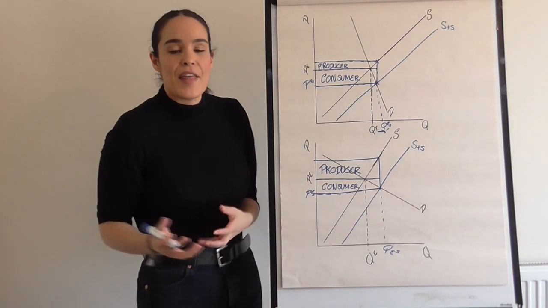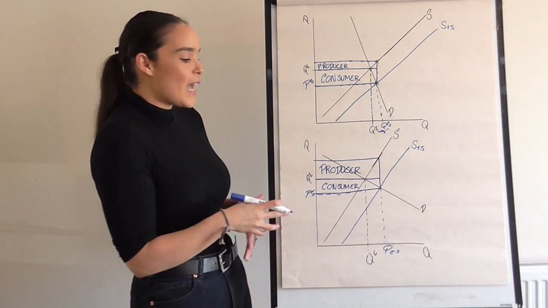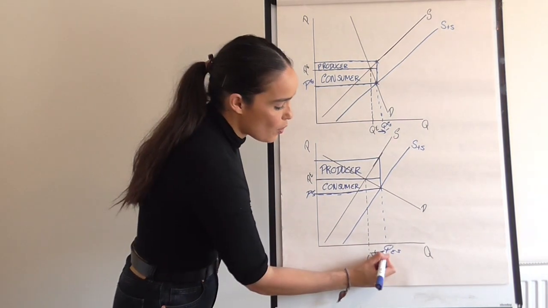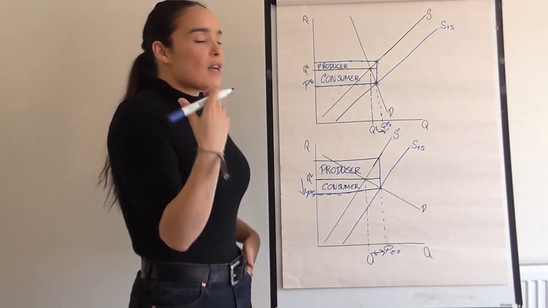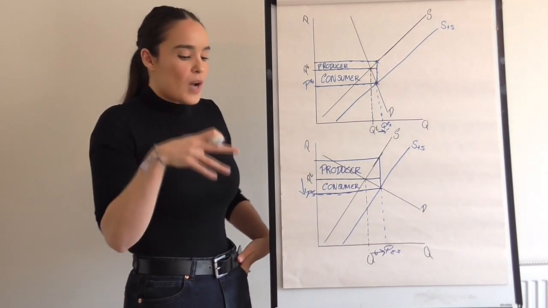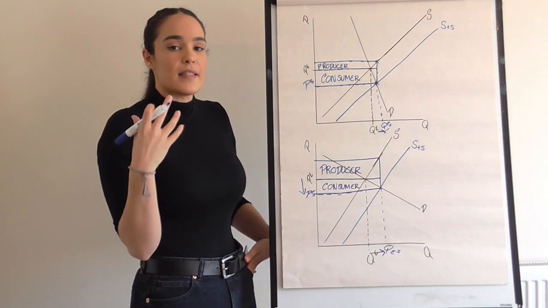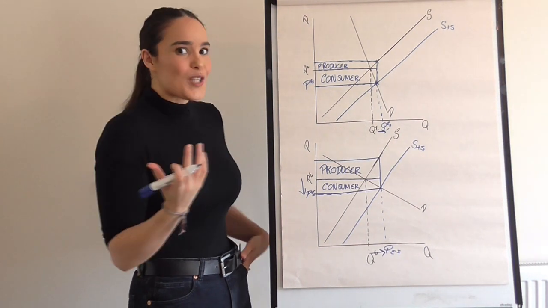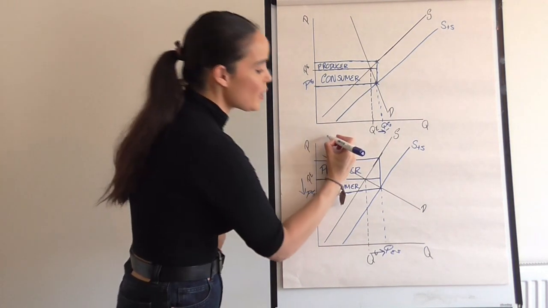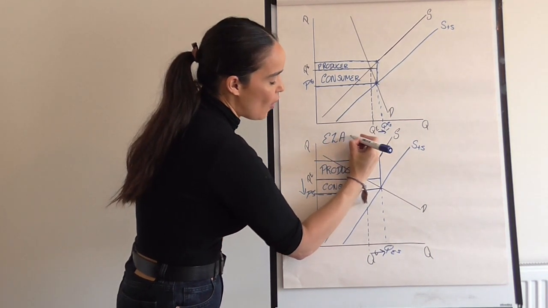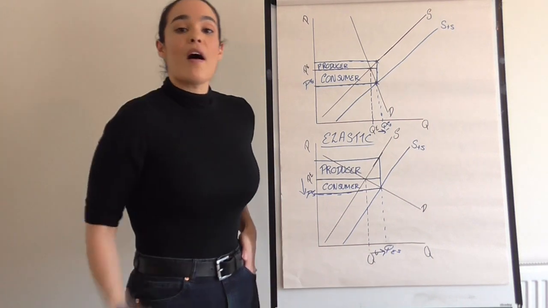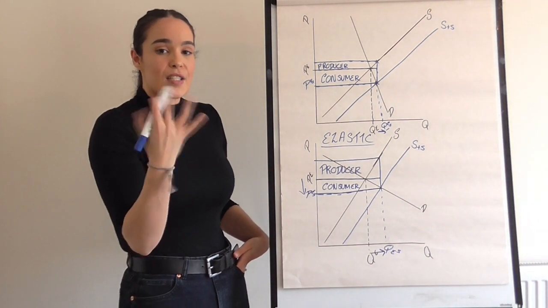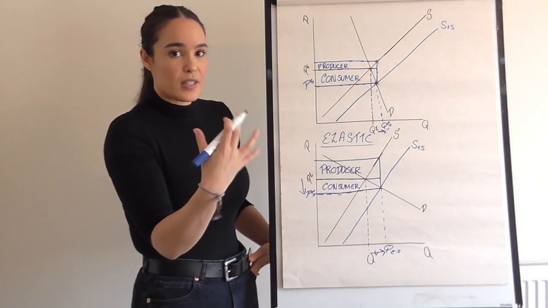So what is happening here? That smaller decrease in price has led to a more than proportionate change in quantity demanded. So if the government is aiming to increase consumption of a merit good, which one are they going to choose? Well, they're going to choose this one, which is obviously elastic, because that smaller change in price is going to lead to a more than proportionate change in quantity demanded.